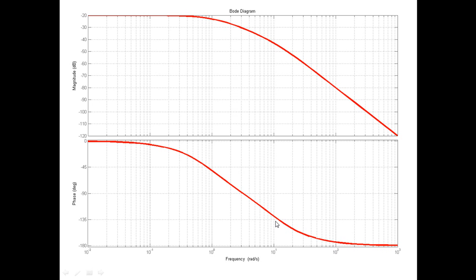But here is the very actual line, and in your exam, you just need to plot the asymptotes and a very rough estimation of the plots, both in magnitude and phase angle.